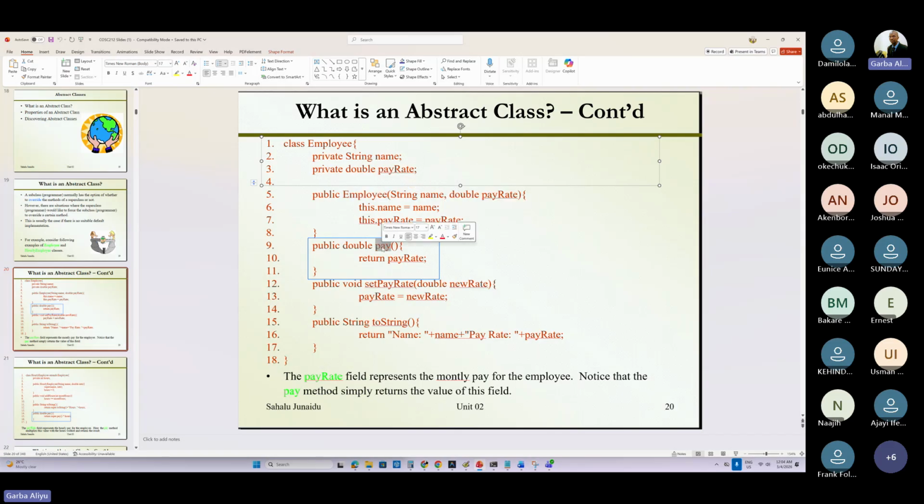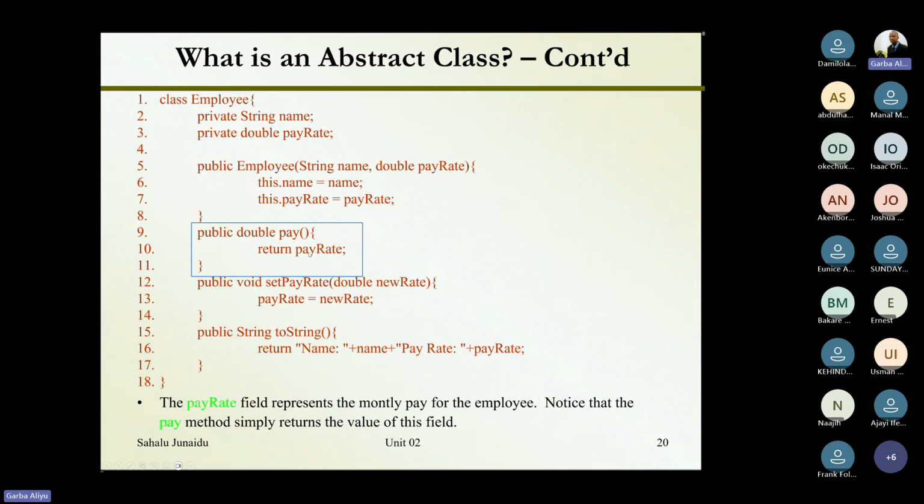So we have the method here, pay. This is the pay rate, to return the pay rate. So if it is 100,000, we return 100,000 as the pay. Now, this is setPayRate. Of course, it's a setter method to change the pay rate, because pay rate here is private, as you can see.